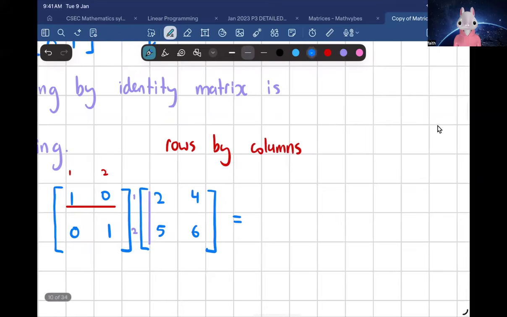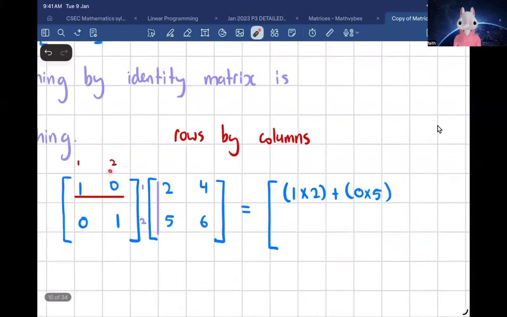So here's where the multiplication is going to happen, right? You're going to multiply the first element in the row by the first element in the column. So you tell me what to write. 1 by 2. Right? And you're going to add that to 0 by 5. Okay, guys. So you see, we just multiplied 1, 0 by the 2 and the 5.